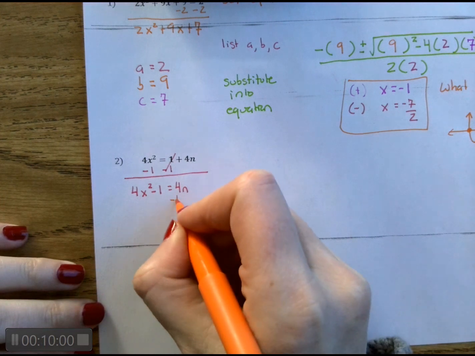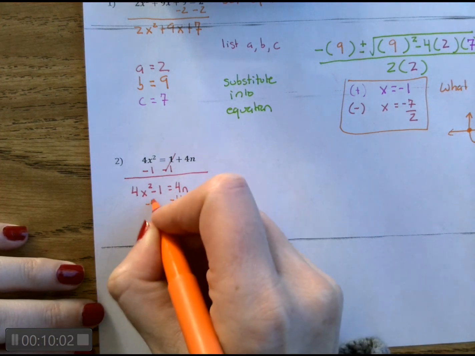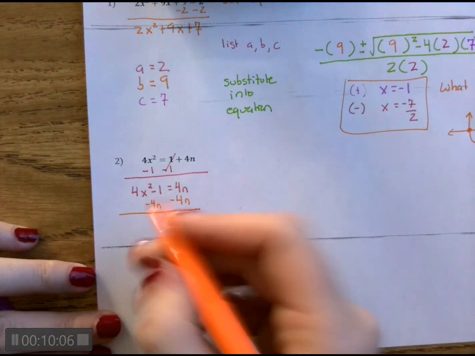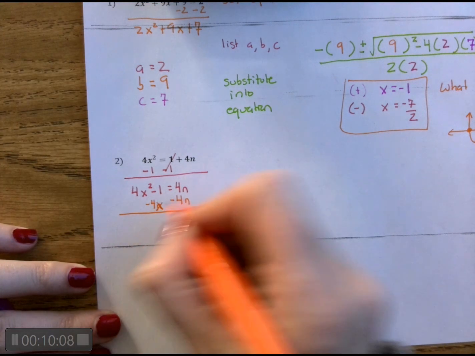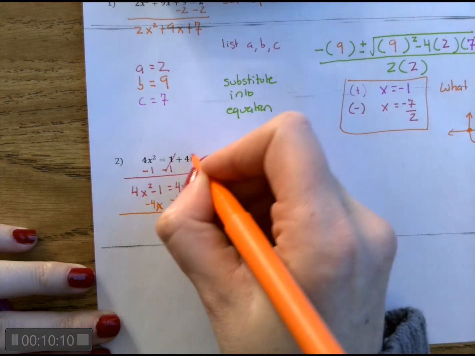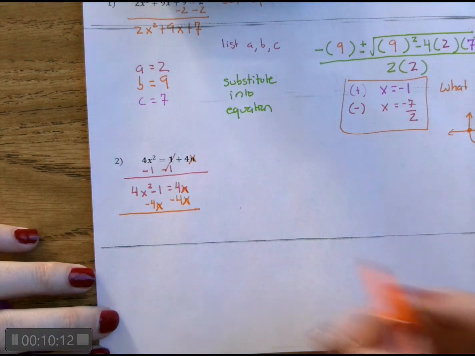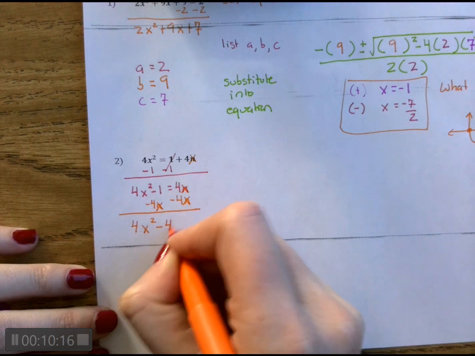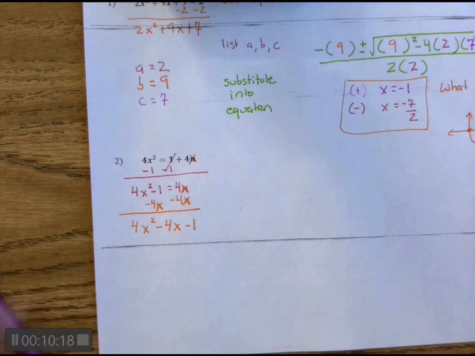Only now I need to subtract 4x from both sides. And since 4x does not have a like term, oh, this is supposed to be an x, I'm sorry. Ah, typos. And so this is going to be 4x squared minus 4x minus 1. Okay. So we set our equation equal to 0.